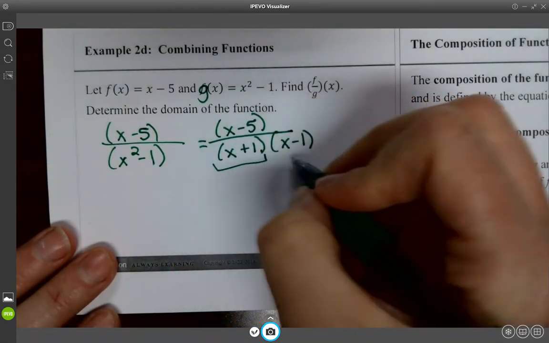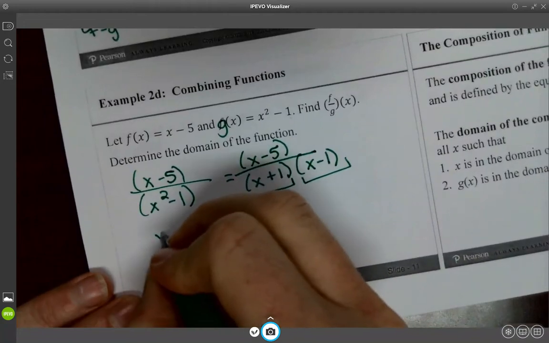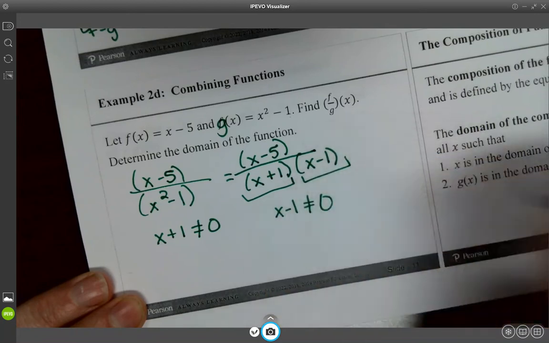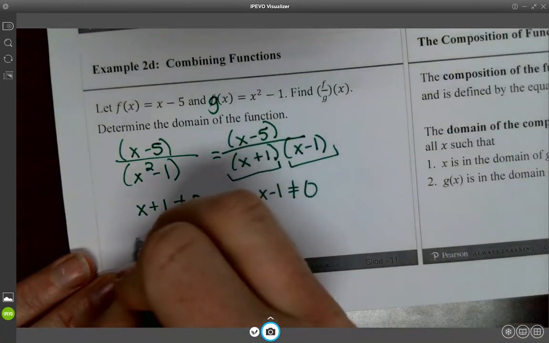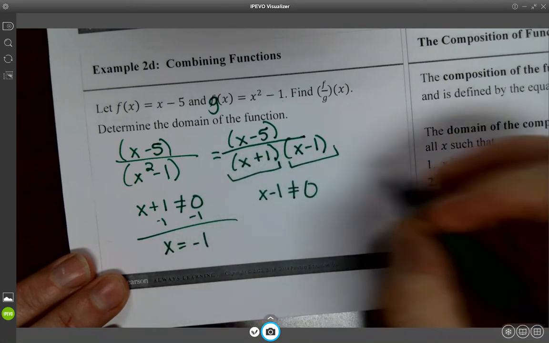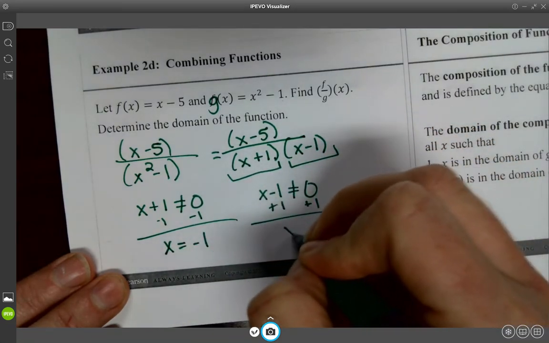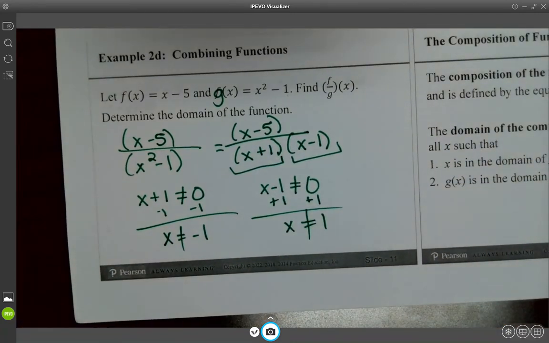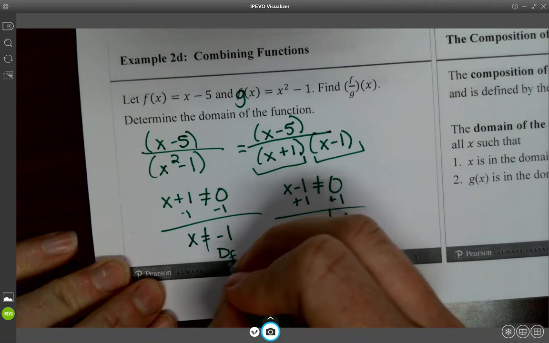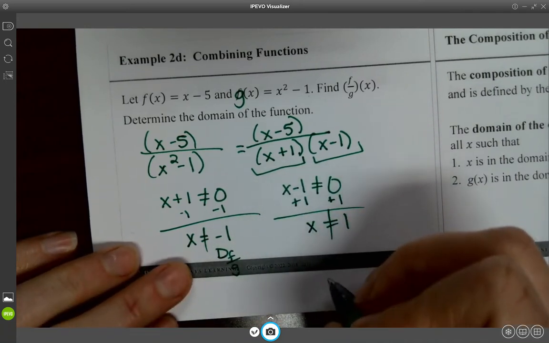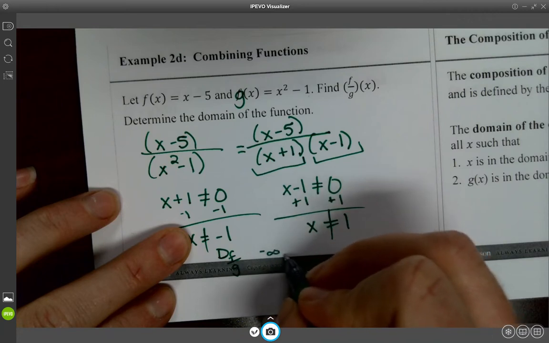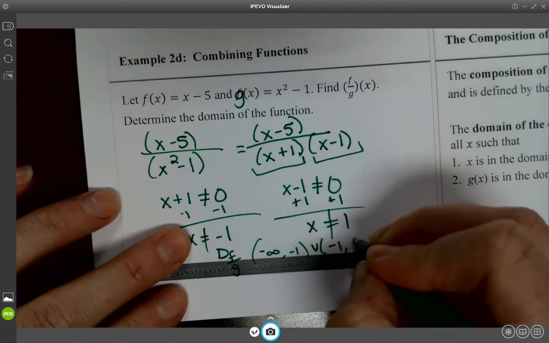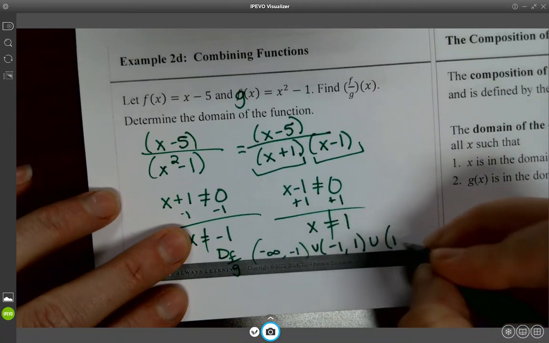So the only thing that we want to look at is when these equal 0, and that's what we will restrict. X plus 1 cannot equal 0, and x minus 1 cannot equal 0. Minus 1, minus 1. So x cannot equal negative 1, and x cannot equal positive 1. There you go, least to greatest. So negative infinity all the way up to negative 1, union that with negative 1 to positive 1, then union that with 1 to infinity.